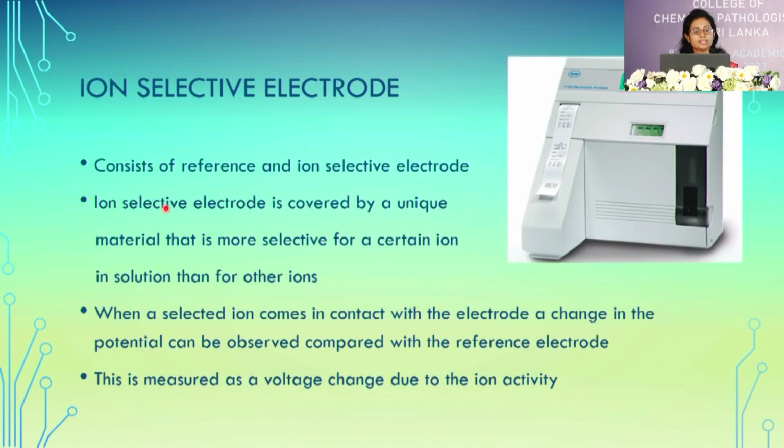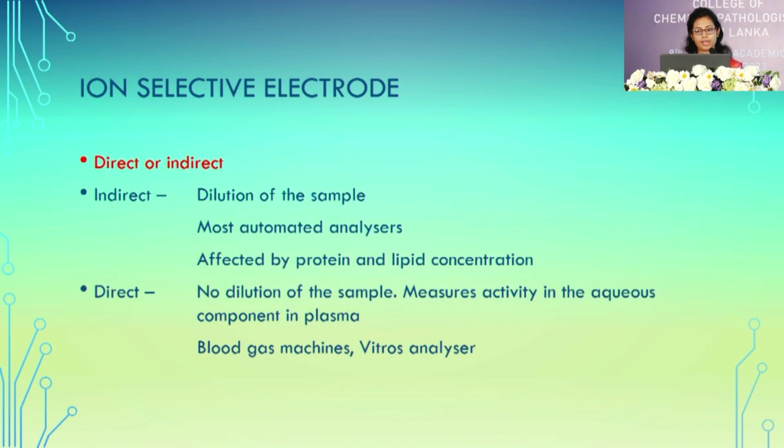So it consists of a reference and an ion selective electrode, and this ion selective electrode is covered with a particular membrane which is more selective for this particular ion. So when this ion comes in contact with the electrode, a change in the potential can be observed compared to the reference electrode. So this is measured as a voltage change due to the ion activity.